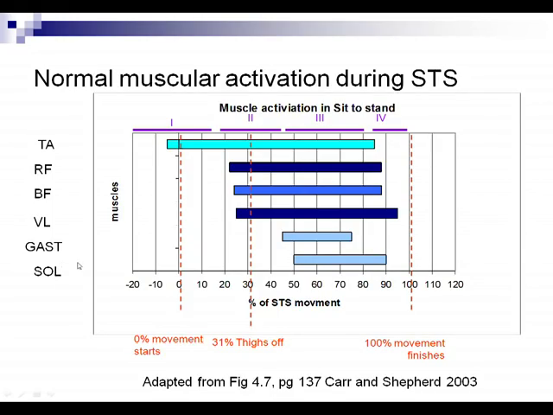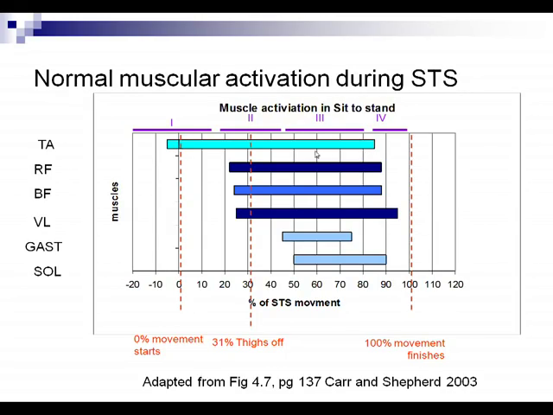So if we go through those one by one. Tibialis anterior is the muscle that initiates sit to stand, and it's active for the longest duration in sit to stand. Through its activity, its role really is to stabilise the shank and the foot so that the body can move forward over what is essentially going to become its new base of support.